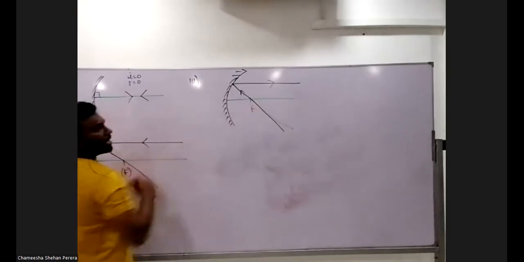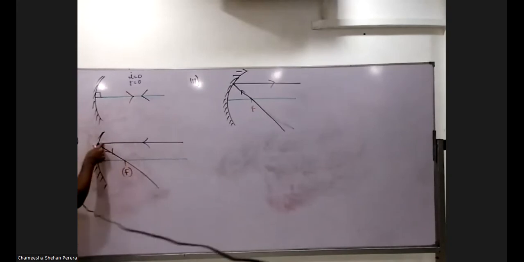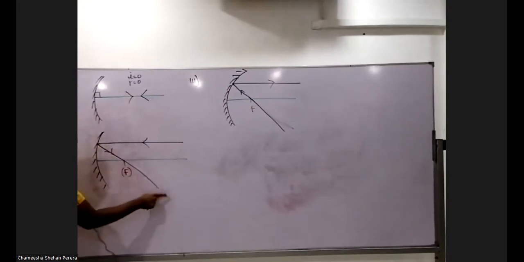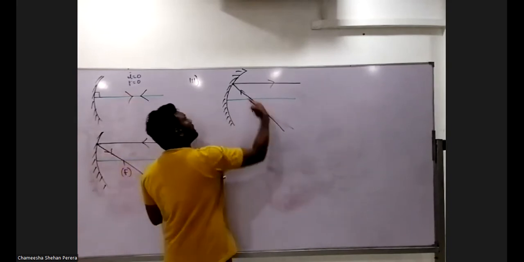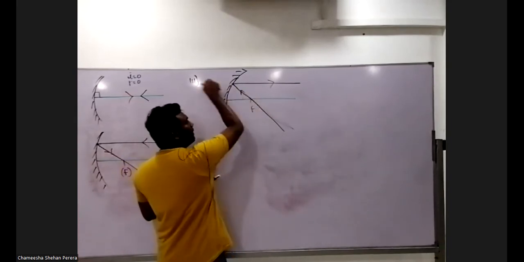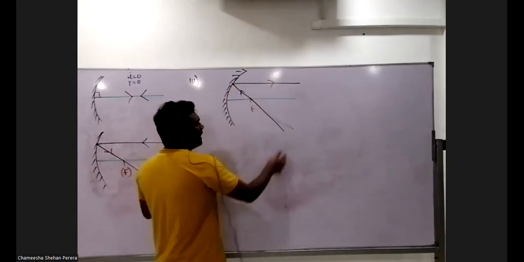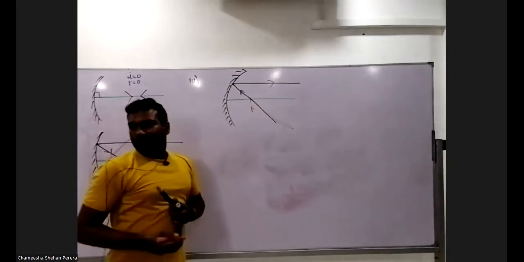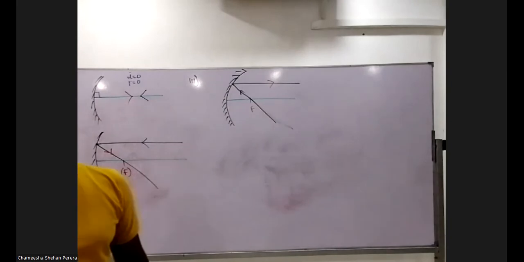It is the opposite of the previous rule. A light ray that came parallel to the principal axis goes through the focal point after reflection. And a light ray that comes through the focal point goes parallel to the principal axis after reflection. Was it clear to you all? Yes, sir. Right. Okay. Next part.